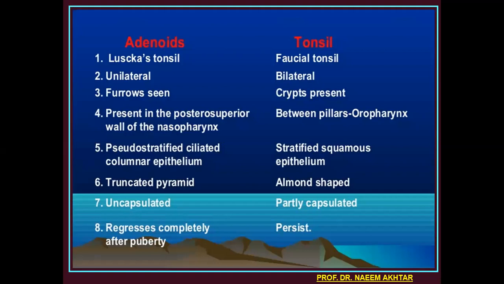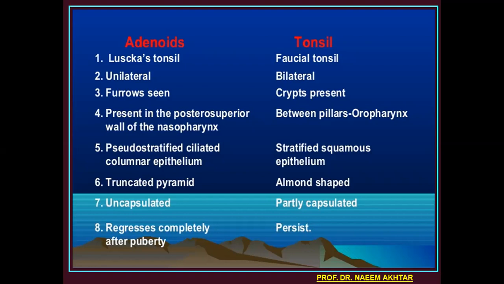Adenoids are also called Luschka's tonsil. Tonsil is also called faucial tonsil. Adenoids are unilateral structures, whereas tonsils are bilateral structures. Furrows are seen in the adenoids, whereas crypts are present in the palatine tonsils. Adenoids are present in the posterior wall of the nasopharynx, whereas tonsil is present between the pillars in the oropharynx.